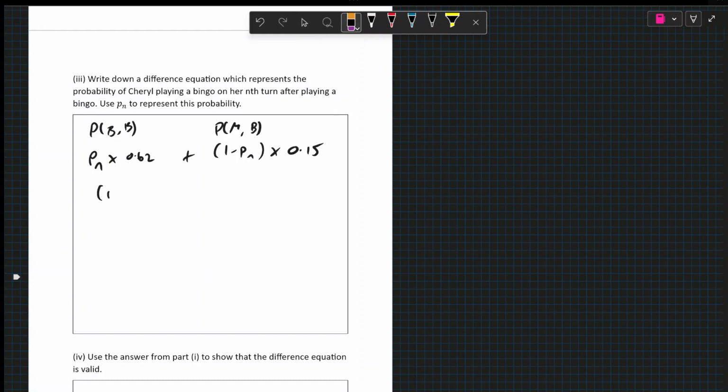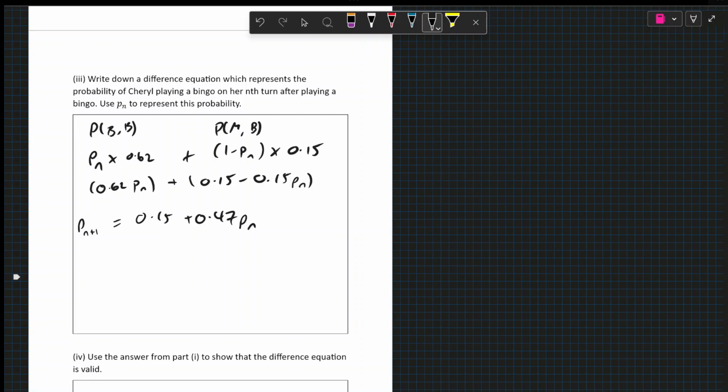So we get 0.62 Pn plus 0.15 minus 0.15 Pn. Now these are going to combine, right? 62 minus 15 is 47. So the actual probability is going to be 0.15 plus 0.47 Pn. And we can write P as the probability of getting a bingo on our next rack. Now, this is a difference equation, however, we have to solve it.